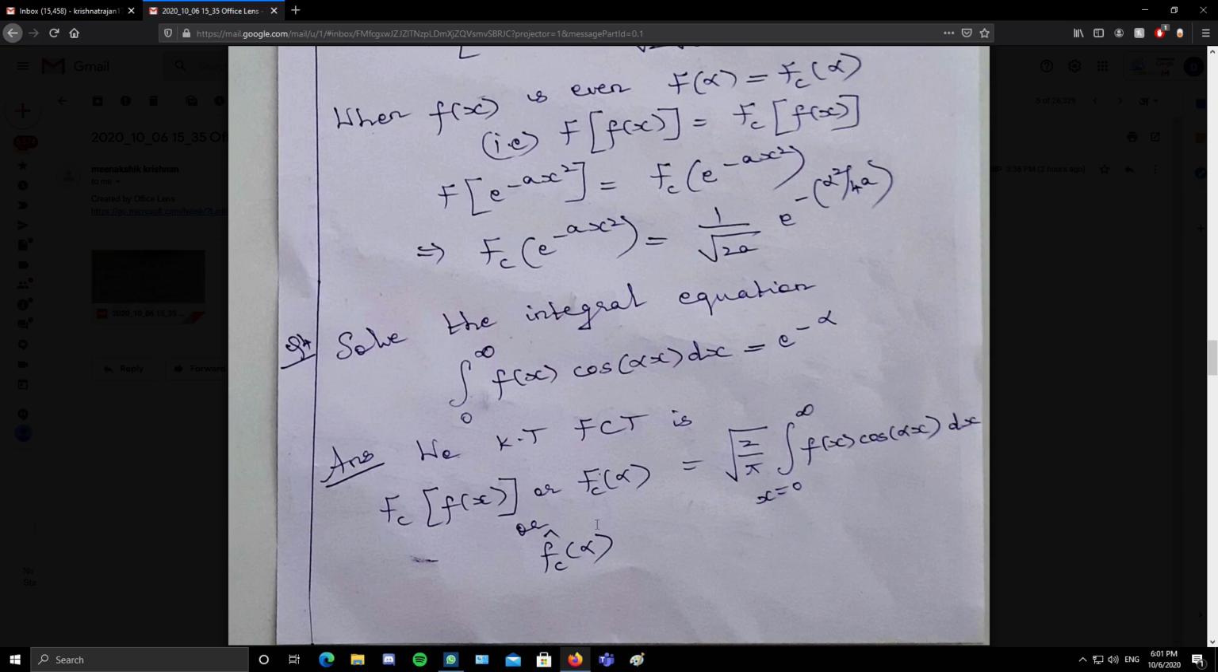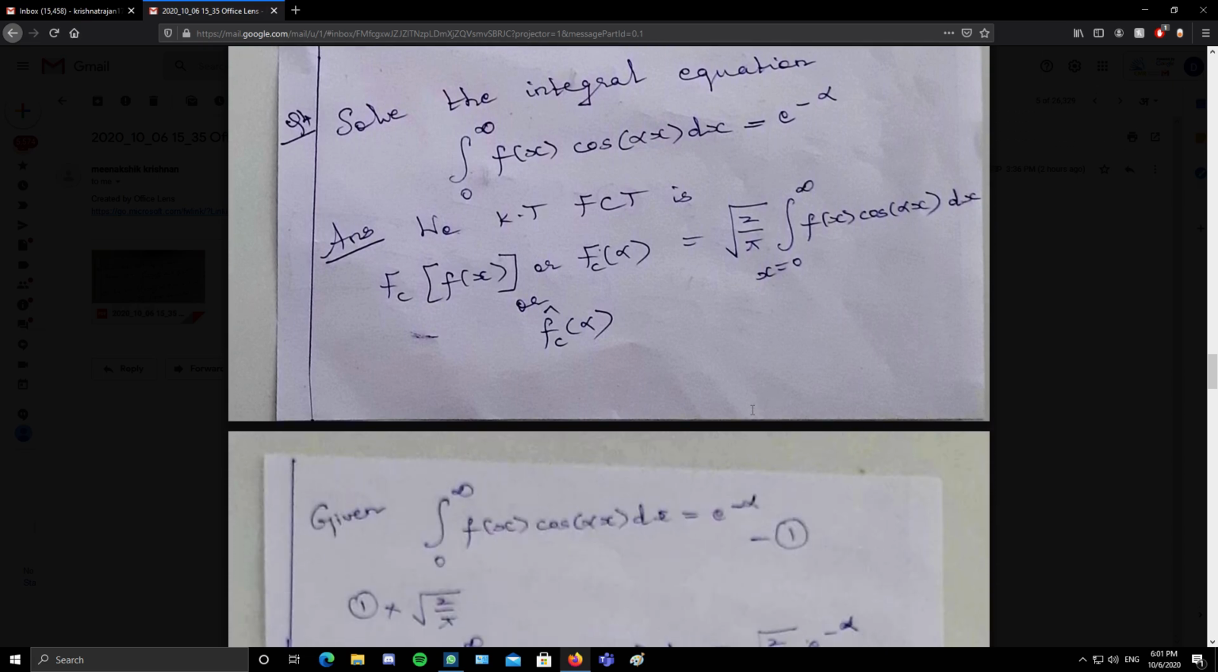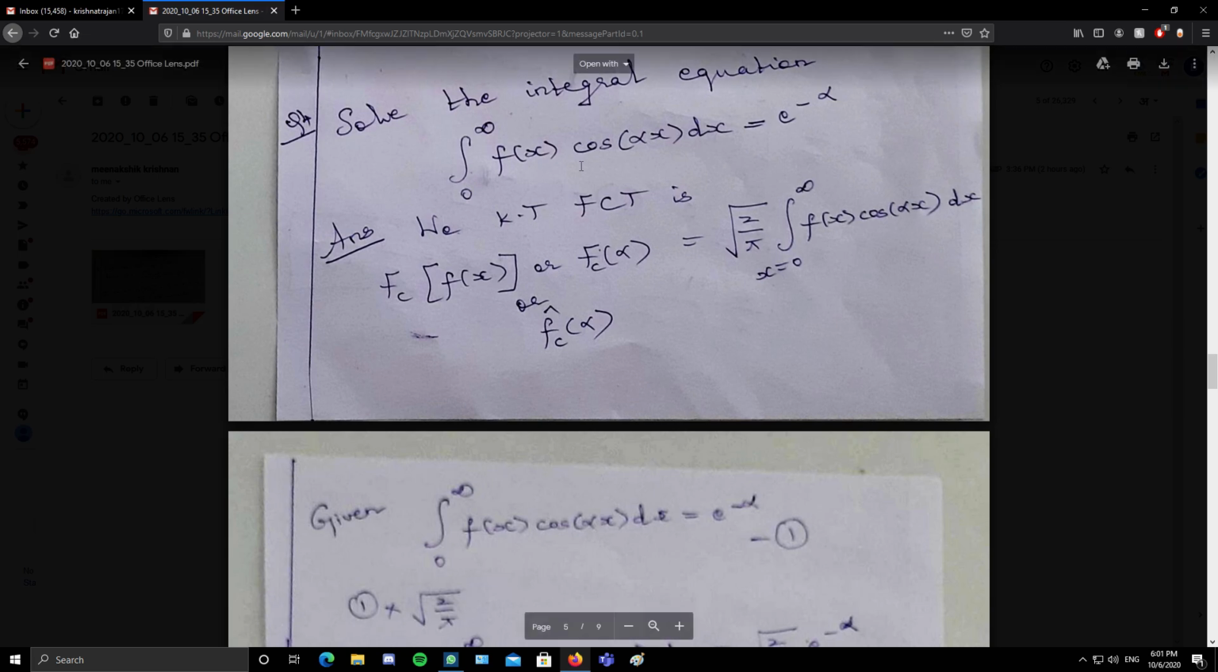So start with the definition. Cosine transform of f of x is defined as root of 2 by pi integral 0 to infinity f of x cos of alpha x dx. So then what is given? Integral 0 to infinity f of x cos alpha x dx equals e power minus alpha. So whatever is given, take it as 1.